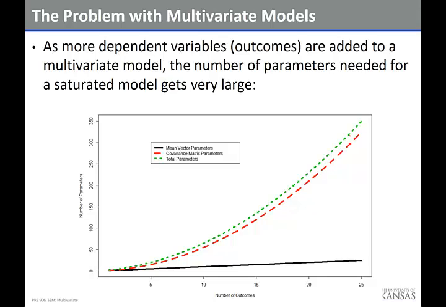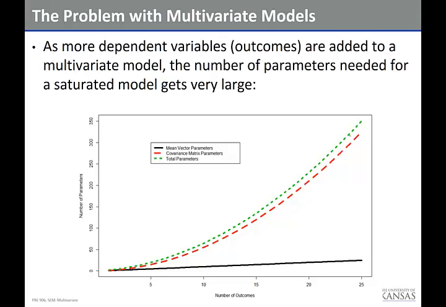I don't know if it's quadratic or not, but maybe it's this nonlinear accelerating function. Every variable you add not only adds a variance and a mean, but also adds all the covariances with it as well. And that's the problem for what we have to deal with.